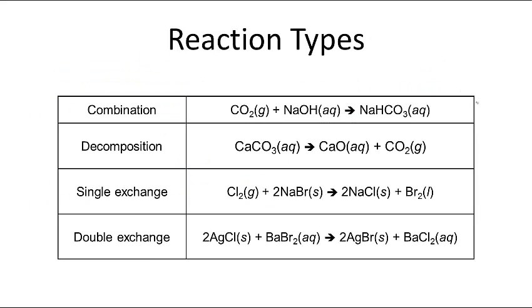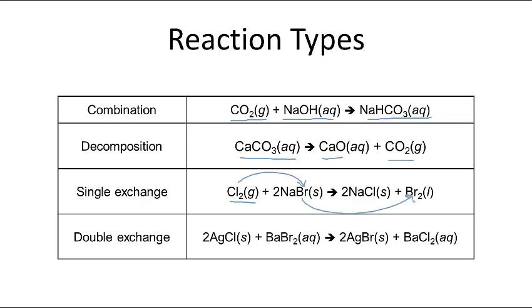So here's just a summary of the reaction types. Combination, here we have two things coming together, carbon dioxide and sodium hydroxide. We have a gas and a solution becoming a solution. Decomposition, we have calcium carbonate, and if we heat it, we're left with calcium oxide solution and carbon dioxide. Single exchange, this is one of those rare cases where it's not the metal. So we have chlorine gas replacing bromine gas. Generally, it's going to be a metal that we see. And then Br2 is by itself.